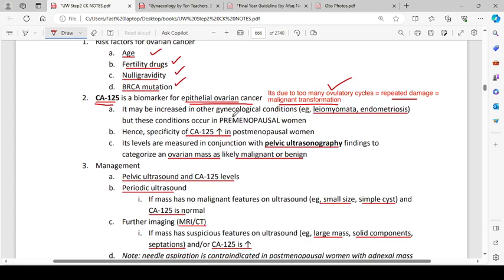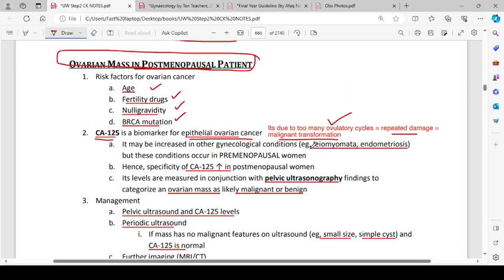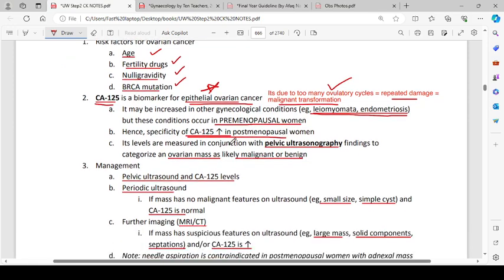It may be increased in other gynecological conditions, that is leiomyomata and endometriosis, but most importantly, it is a marker for epithelial ovarian cancer. But these conditions occur in premenopausal women, and this is happening in postmenopausal women. Hence, specificity of CA125 increases in postmenopausal women. Its level is measured in conjunction with pelvic ultrasonographic findings to categorize an ovarian mass as likely malignant or benign.